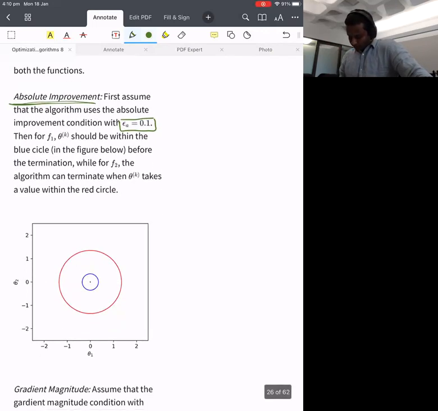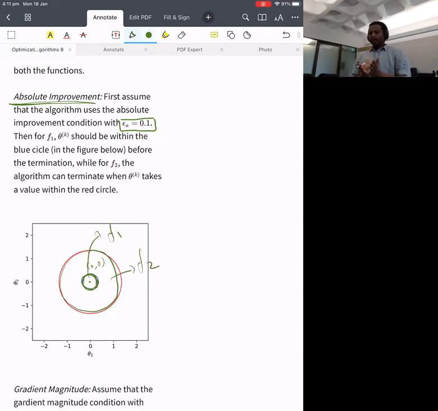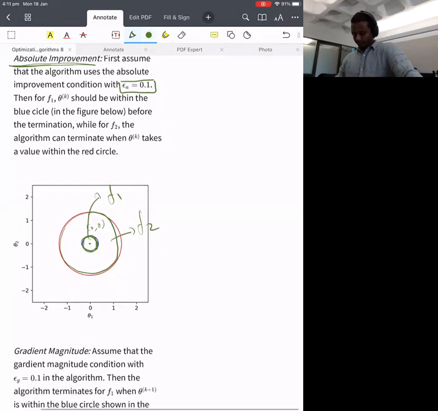You see that you need to be very close to the minimum, 0 comma 0. That is the point where you achieve the minimum. For F1, for the same value epsilon a, absolute improvement demands you to be within that circle, which is very small compared with the circle corresponding to F2. This one corresponds to F2, and the smaller circle is F1. So clearly, absolute improvement is not working well for both the functions.